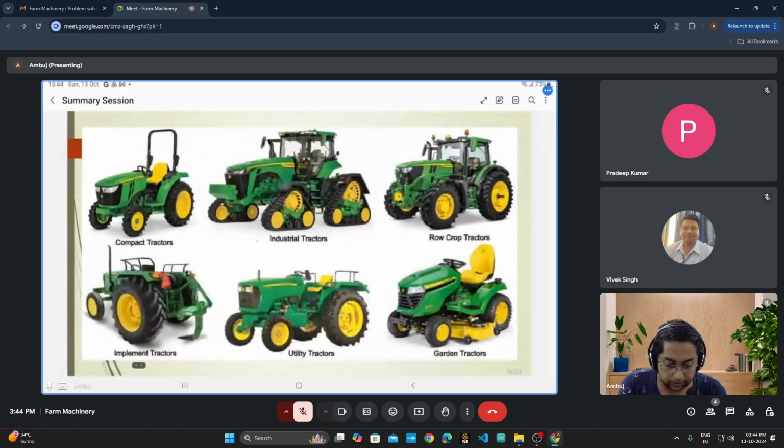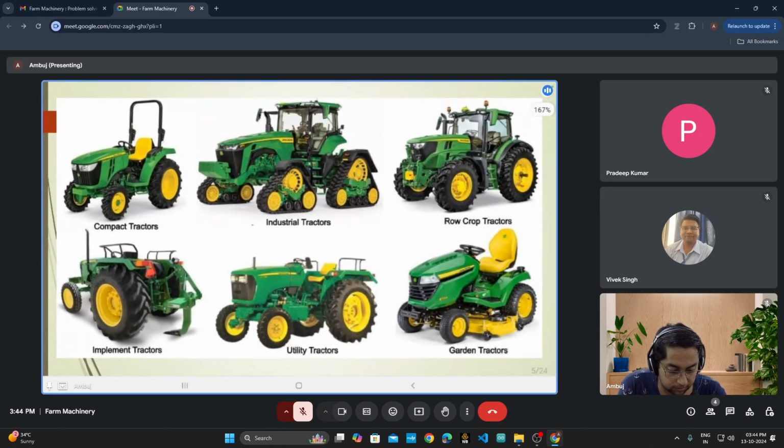Then further extension to my previous slides. Here you can see it in much larger view. Compact tractors. Already I have explained what compact tractors are and how often they are used. Then you have industrial tractors. In this particular case, they have four different sets of caterpillar tracks. They are used for industrial haulage purposes, where higher torque requirement is there.